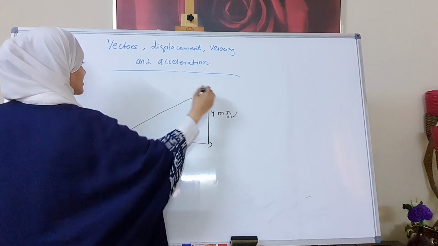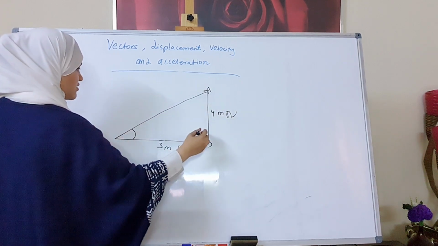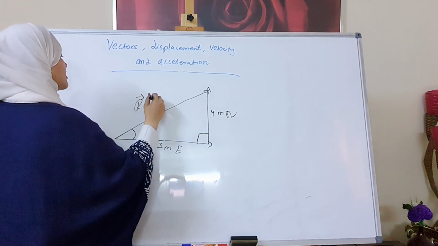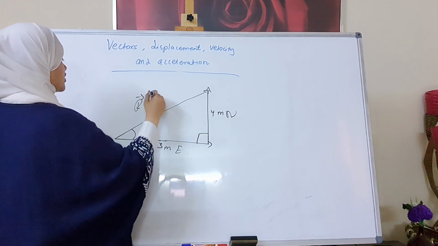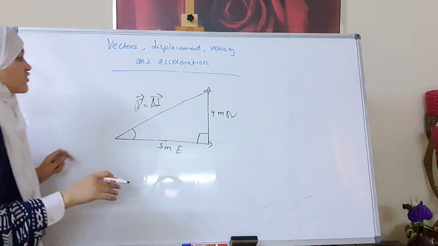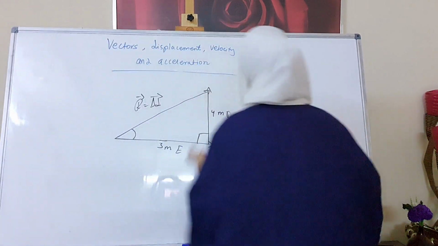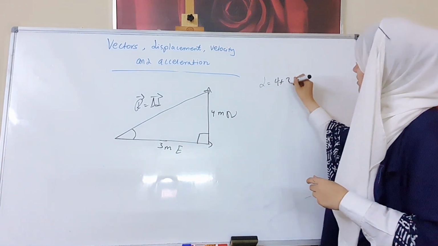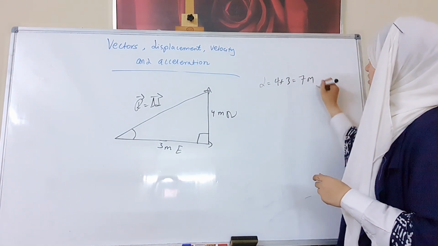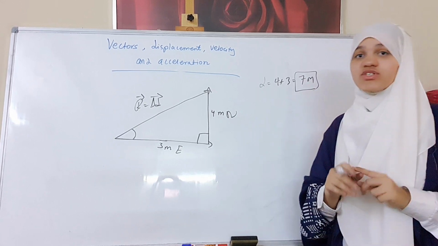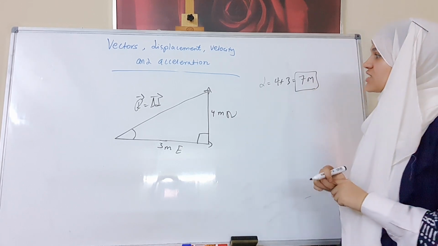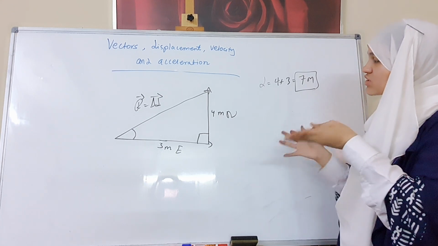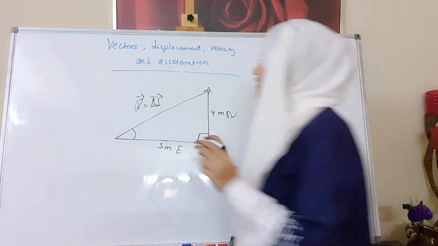So what will be the resultant, or we can say the displacement, the change of displacement? The distance, first of all, will be just the sum of these two: 4 plus 3, which is equal to 7 meters. But displacement will be different because it has direction, either east, north, or both of them.